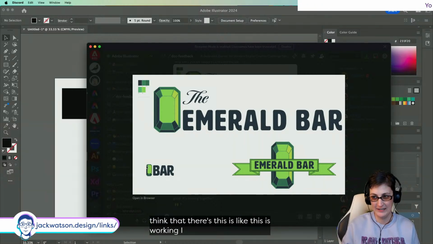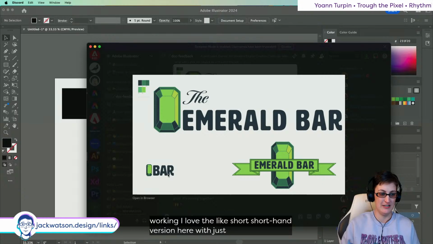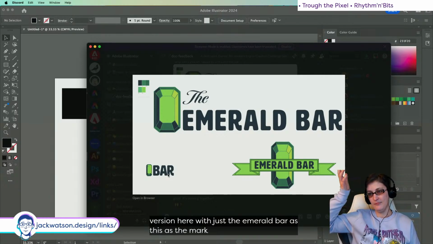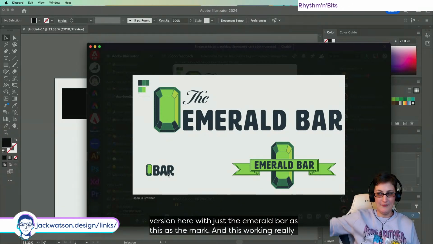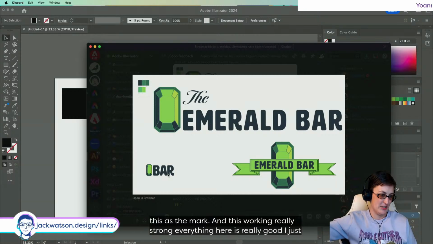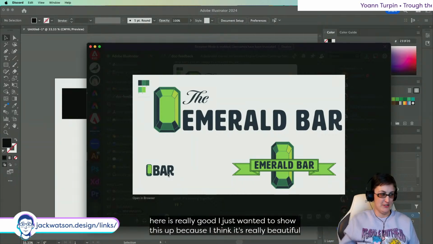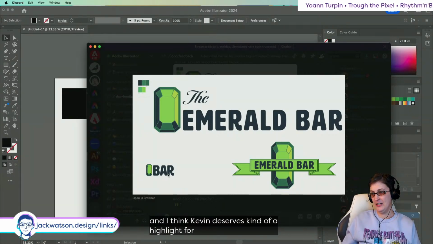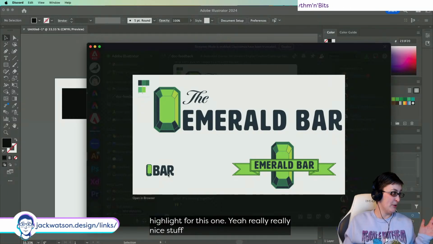I love the shorthand version here, with just the emerald bar as the mark. I think that's working really strong. Everything here is really good. I just wanted to show this off because I think it's really beautiful, and I think Kevin deserves a highlight for this one. Really, really nice stuff. Let me know what you think.